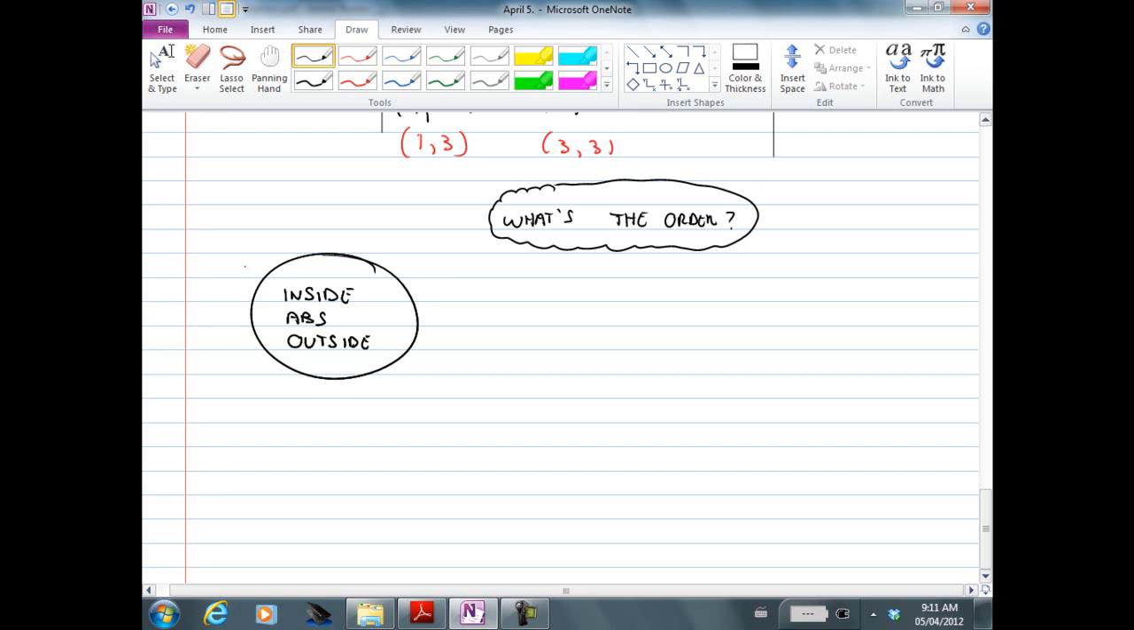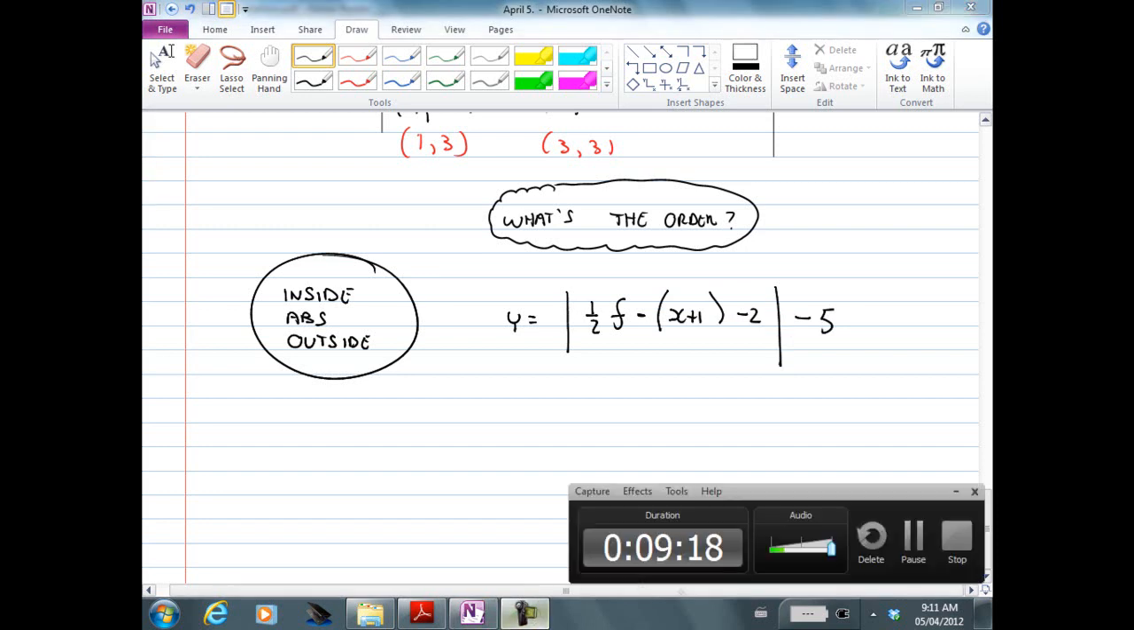I'm going to give you a question. y equals absolute value of 1/2 f of negative x plus 1, minus 2, minus 5. You're going to write in English the correct order that happens. I'm going to pause it.